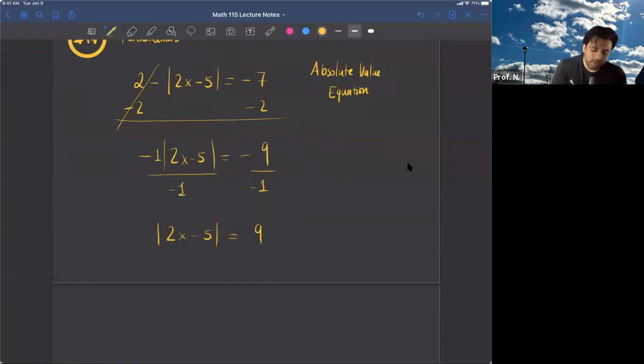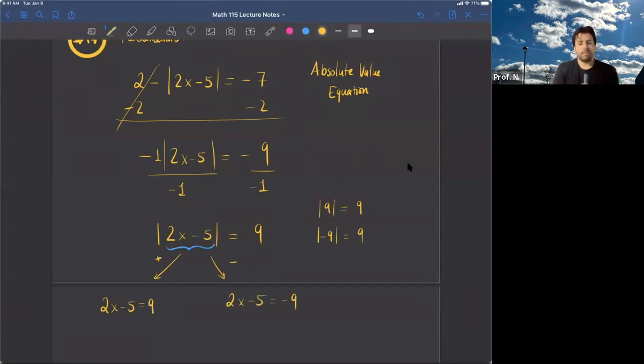How do we work this out? Well, remember, the absolute value of 9 equals positive 9, and the absolute value of negative 9 equals positive 9 as well. So I have a positive version and a negative version for the inside. That means that the inside, 2x minus 5, could be positive 9, or 2x minus 5 could be negative 9. For those two different scenarios, I have to solve for x, and that's going to be my solution.